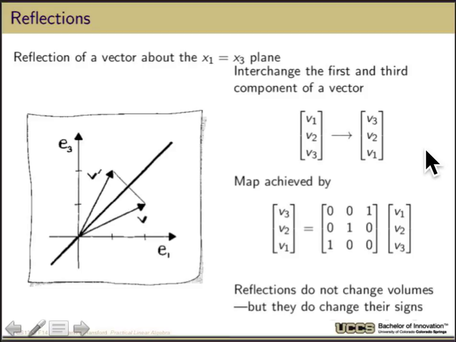Notice that reflections do not change volumes, but they do change the sign of the volume, so they don't change the actual volume, just the sign of it. And although here we've shown you 2, you can have reflections around any plane in 3 space that you want.